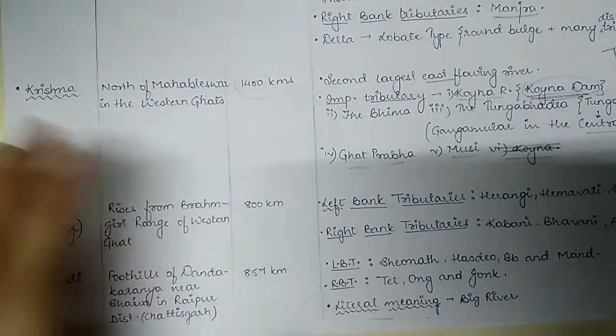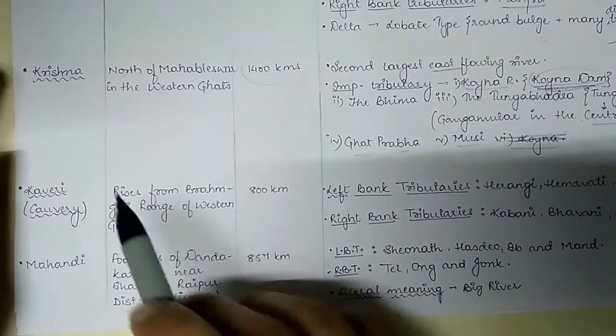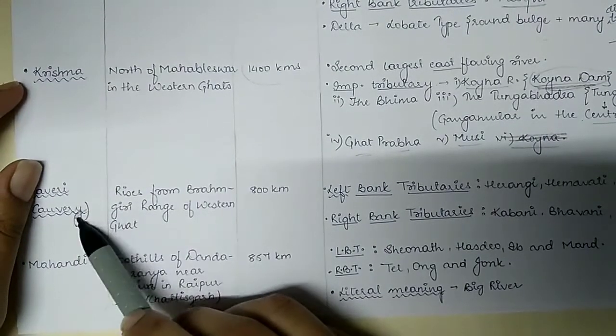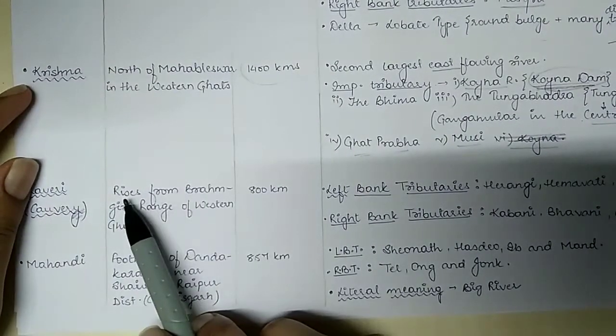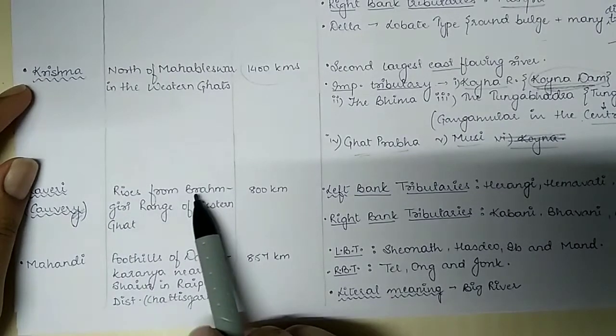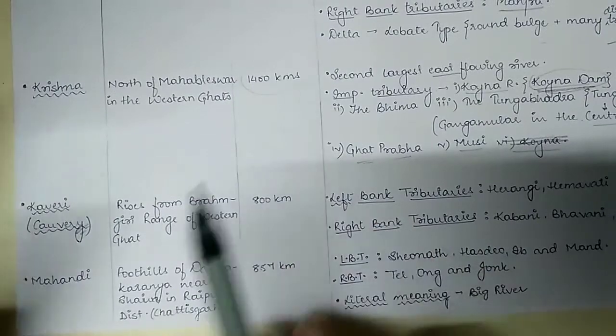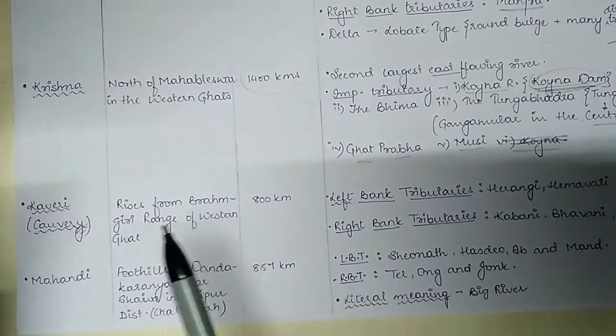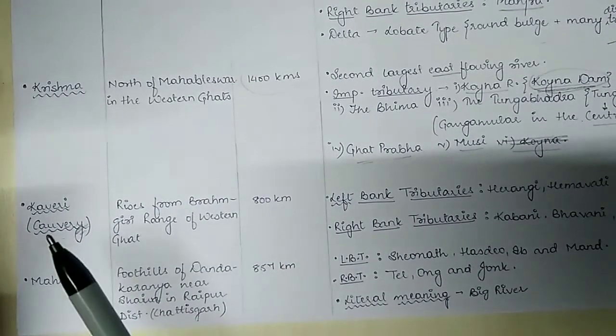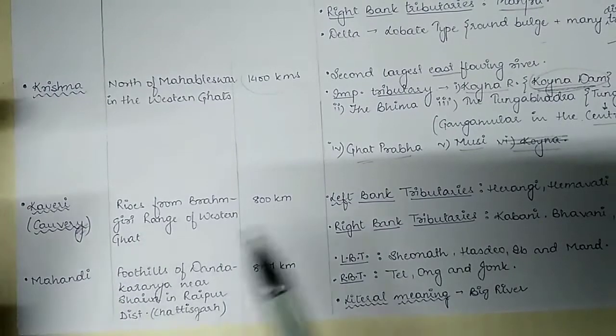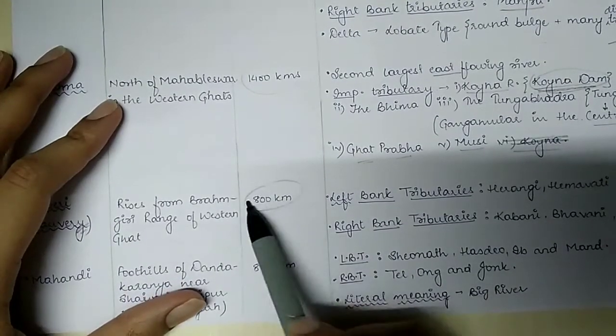The next river we have is Kaveri, which can be spelled both ways. It rises from the Brahmagiri range of the Western Ghats. So in the Western Ghats we have the Brahmagiri range, and from these ranges the Kaveri River rises. It covers a length of 800 kilometers.